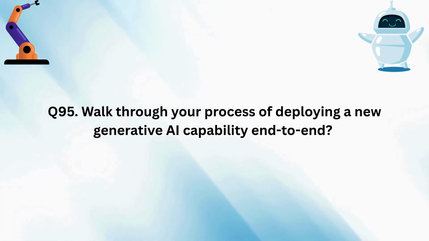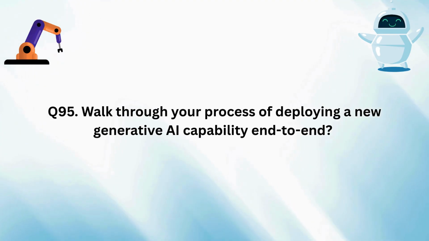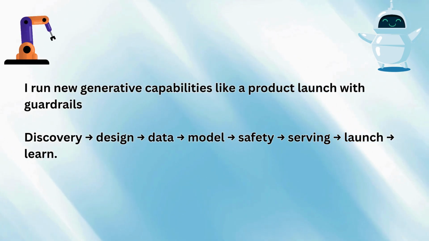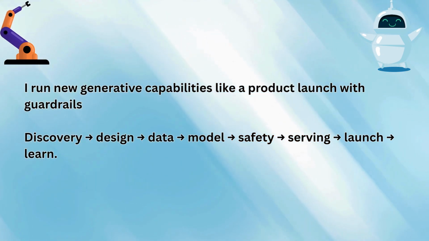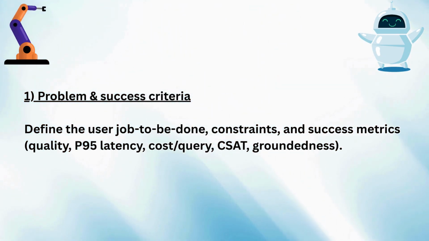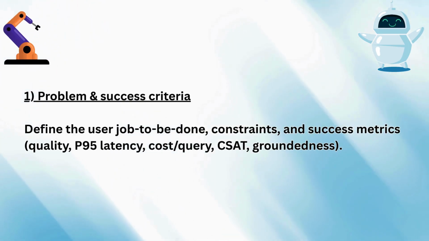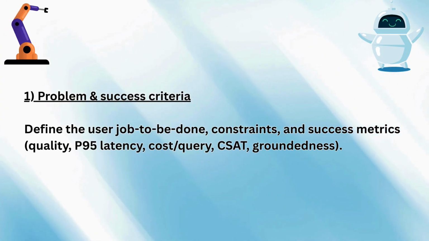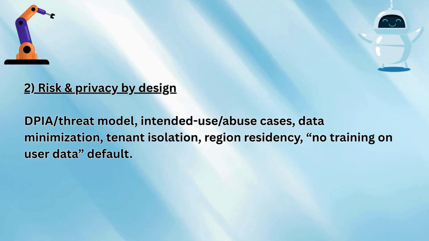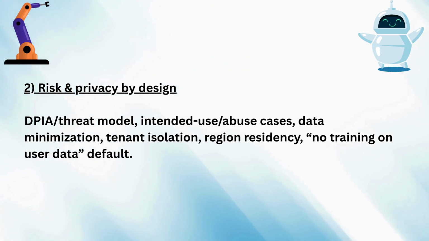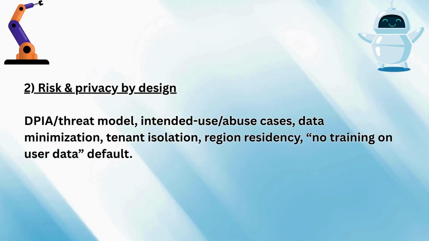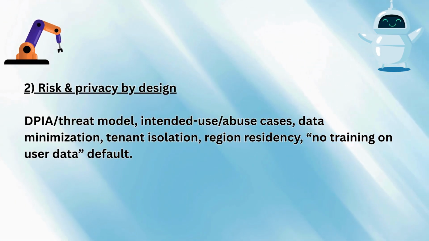Walk through your process of deploying a new generative AI capability end to end. I run new generative capabilities like a product launch with guardrails, discovery to design to data, to model to safety, to serving, to launch to learn. First, problem and success criteria. Define the user job to be done, constraints and success metrics: quality, P95 latency, cost per query, CSAT, groundedness. Second, risk and privacy by design: DPIA, threat model, intended use and abuse cases, data minimization, tenant isolation, region residency, no training on user data by default.